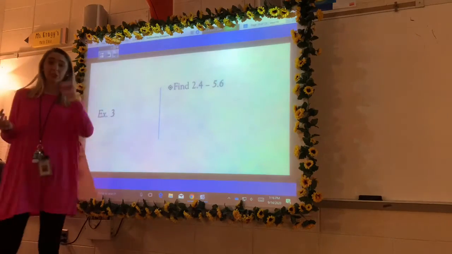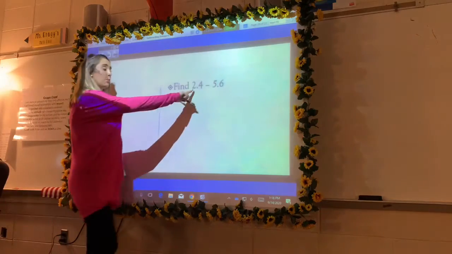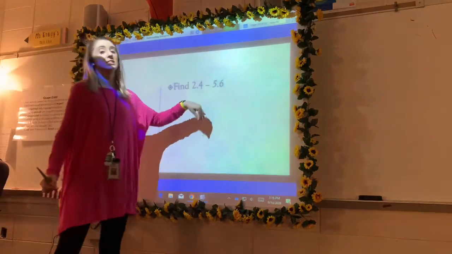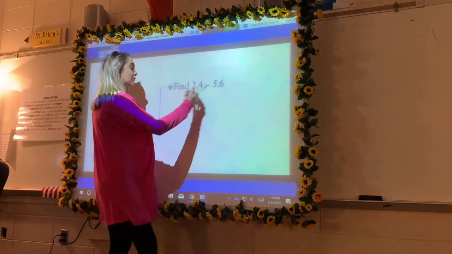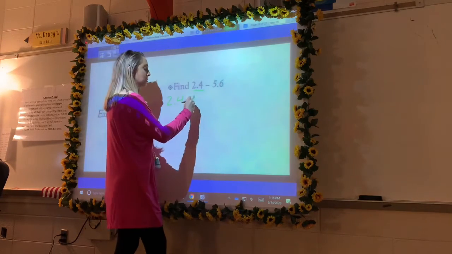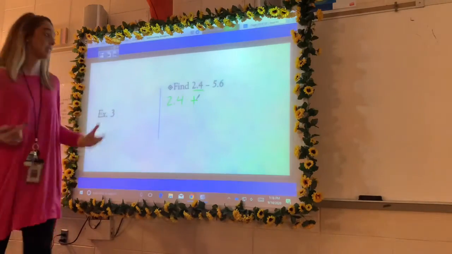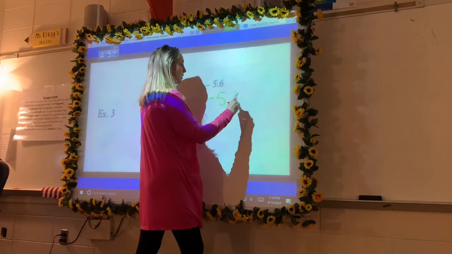All right, so we did 2 fractions. Now let's do 2 decimals together. We're given 2.4 minus 5.6. Remember, we want to read that correctly. So we change subtraction to addition. We keep the first one the same, we don't change it. We change that subtraction to addition, and we want the opposite of a positive 5.6, and that would be a negative 5.6.